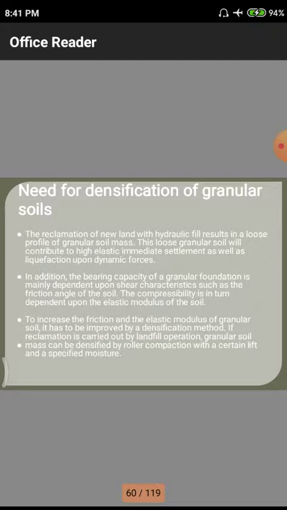The first one is that reclamation of new land with hydraulic fill results in a loose profile of granular soil mass. Loose profile means there is no bonding between the soil particles. That is called a loose material. In loose material there is no proper density and proper fractions. The loose granular soil will contribute to high elastic immediate settlement, and liquefaction will occur due to dynamic forces.